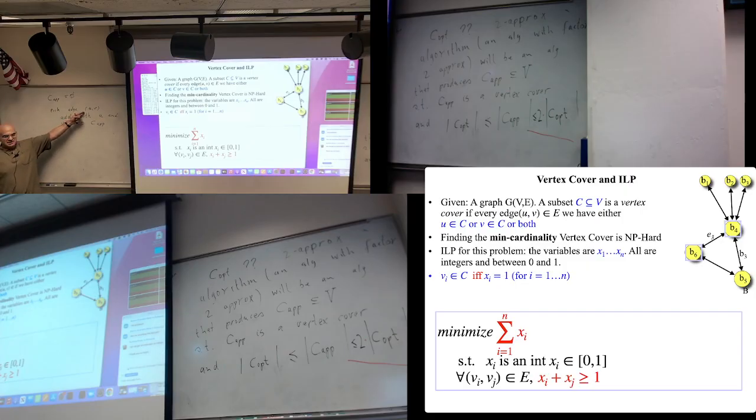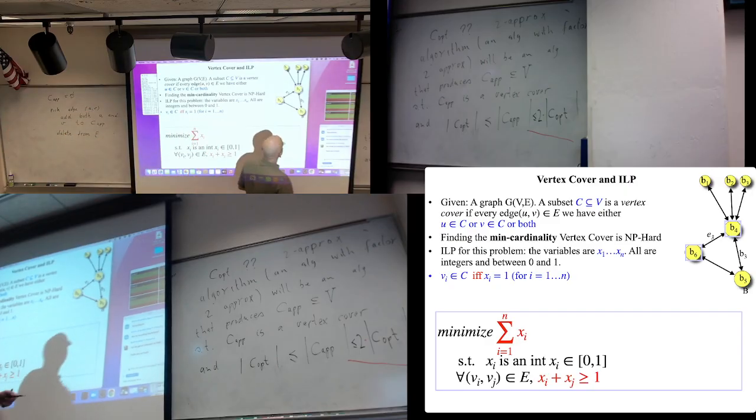And now not only have I hit the edge UV, I double hit it. I'm sure that it's well covered. So I don't need to worry about this edge. So delete from E the edge UV that I hit.